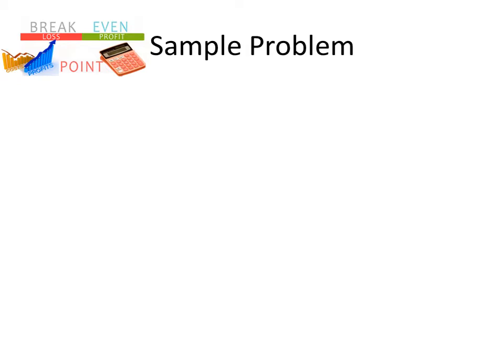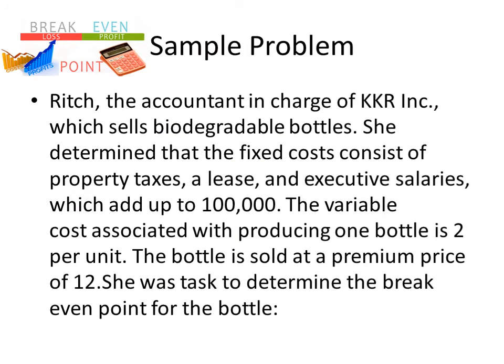Okay? Next, we have a sample problem. The accountant in charge of KKR Incorporated, which sells biodegradable bottles, determined that the fixed cost consists of property tax, a lease, and executive salaries, which add up to 100,000. The variable cost associated with producing one bottle is 2 per unit. The bottle is sold at the premium price of 12. She was tasked to determine the break-even point per bottle.